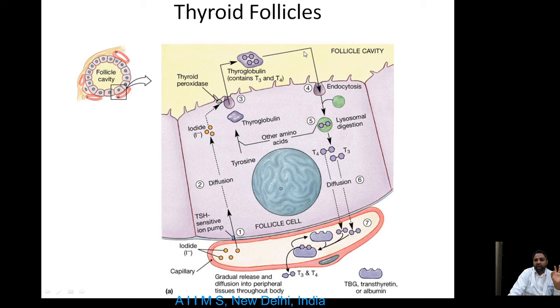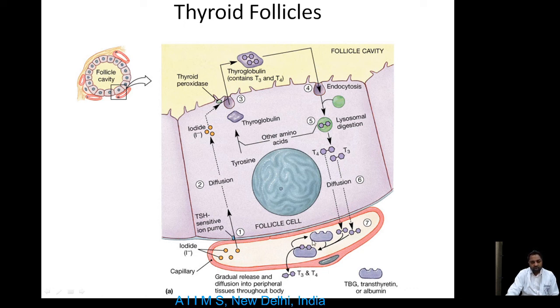Okay. After that, they get endocytosed into the squamous epithelium, in the form of a vesicle, and in this vesicle you will find the T3 and T4. This vesicle will be digested by the lysosomes, and T3 and T4 will be released, and this T3 and T4 will diffuse to the peripheral tissues and into the bloodstream also. So from there it will be released into the bloodstream.